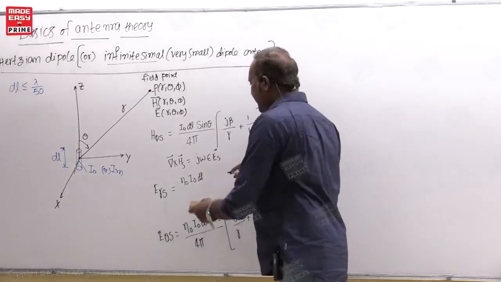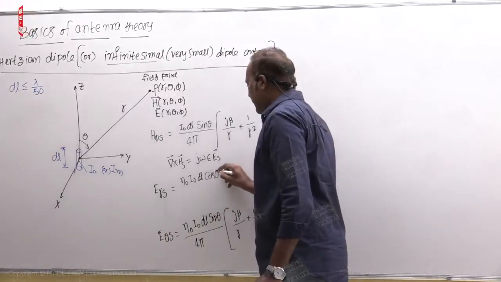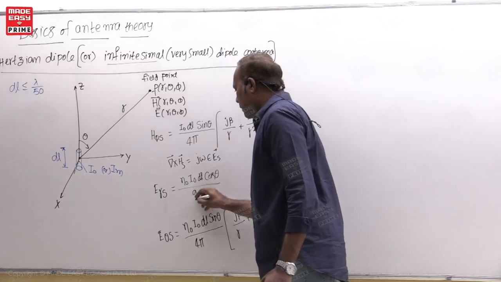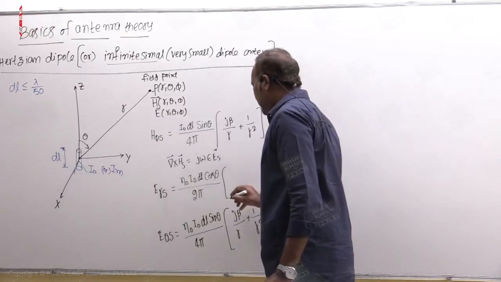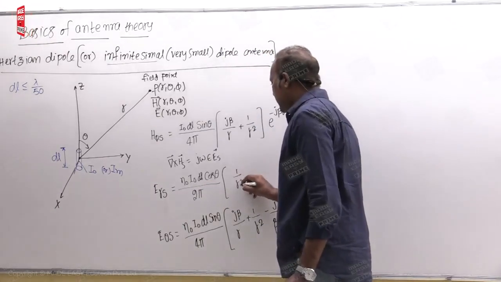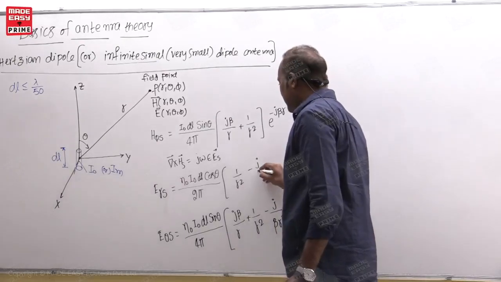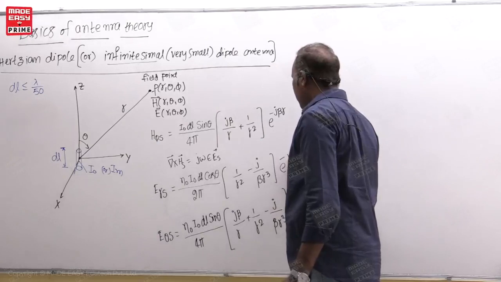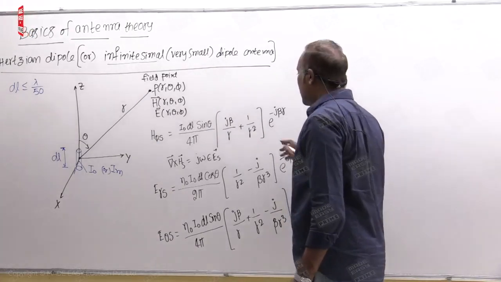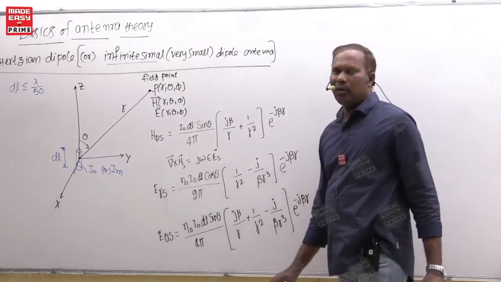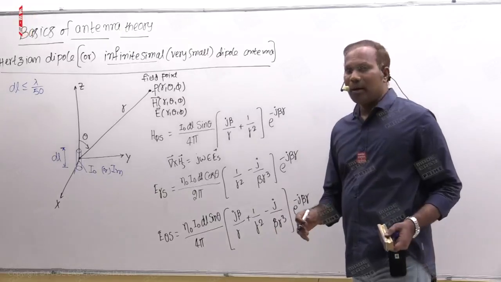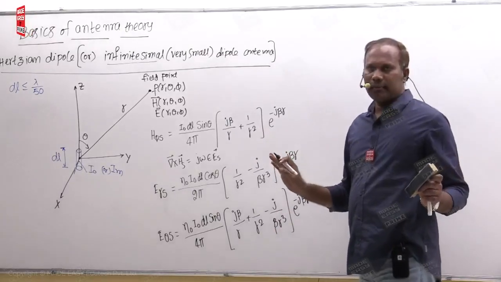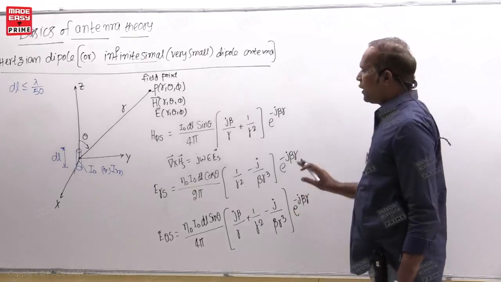Now here you get eta naught I naught dl cos theta divided by 2 pi, and the terms are 1 by r square and minus j by beta r cube, you get e power minus j beta r. No need to remember any equation, I am telling you. Even if you remember them, no use for examination. Keep watching.